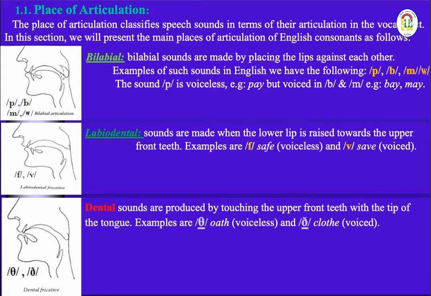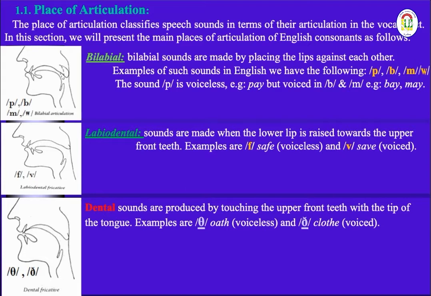As you can see in the figure, both lips contact each other and stop the air, either completely or partially. In p and b, we stop the air completely. In m and w, we stop the air partially. Labiodental sounds are made when the lower lip is raised towards the upper front teeth. Examples of such consonantal sounds are f, like in safe, which is voiceless, and v, which is voiced, like in save.